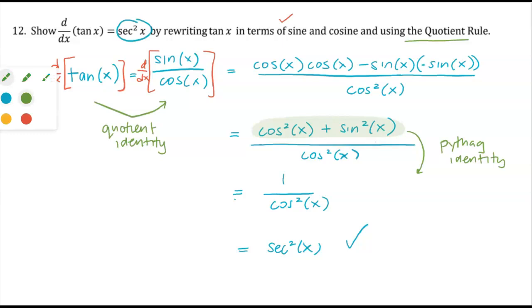Right, and if I wanted to, I can write a reciprocal identity. Failing miserably at typing. Reciprocal identity. So that was what I was hoping for on number 12.